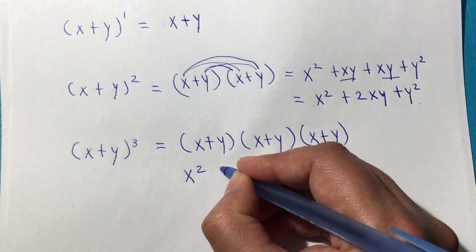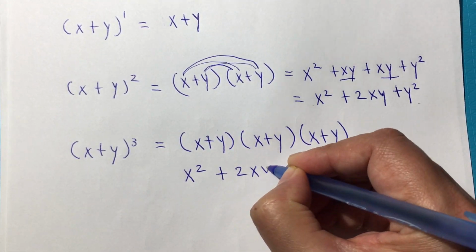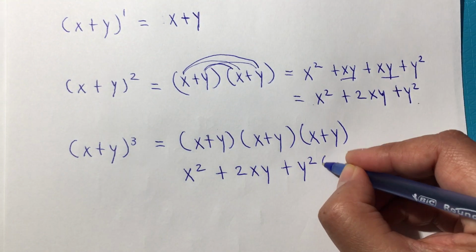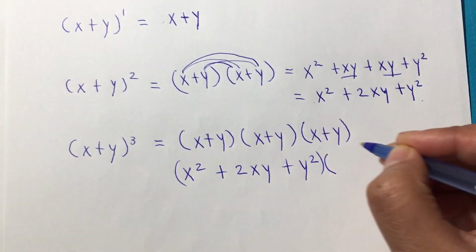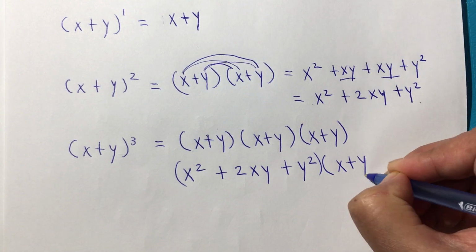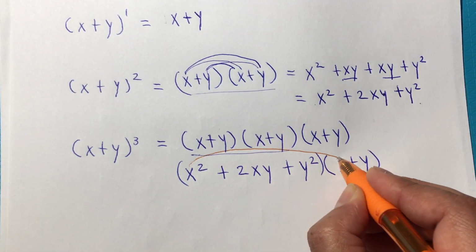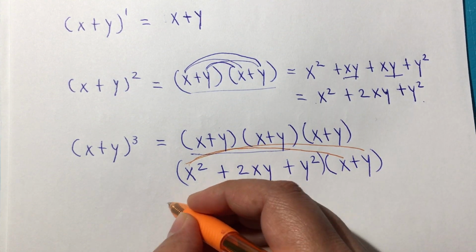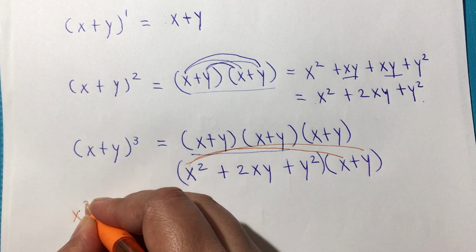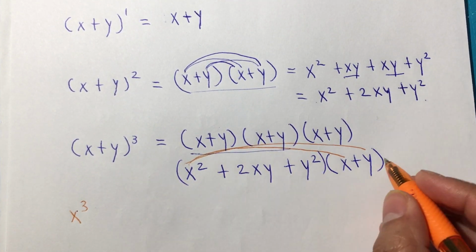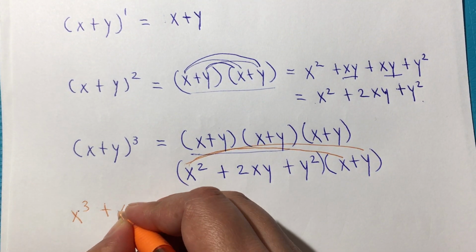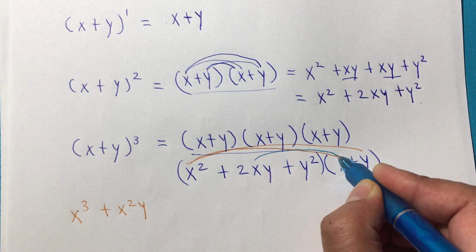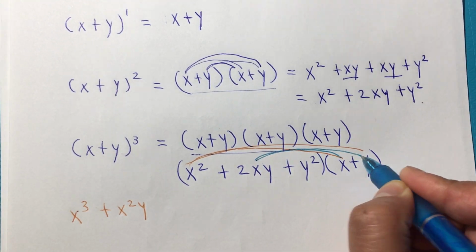So x squared plus 2xy plus y squared. And we're going to multiply by the third binomial, which is x plus y. And so we're going to multiply each one in here. So x squared times x is x cubed. I'm going to write it over here. x squared times y is x squared y. Then 2xy times x and 2xy times y.